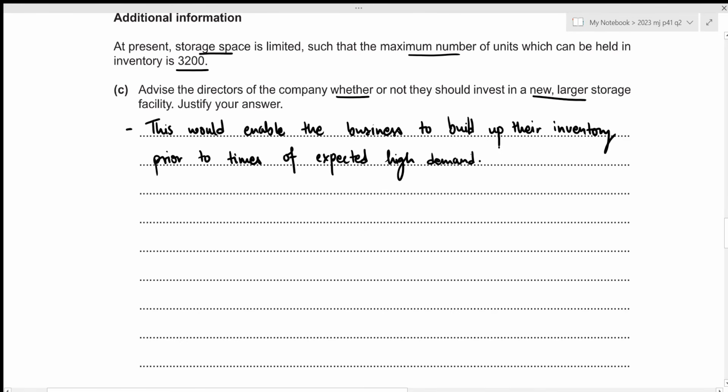Now also remember that due to the lack of inventory in the month of April, we had to reduce our number of units sold, right? So in such cases, we have a possibility of losing sales because we do not have enough number of units. There is a lack of goods, right? But having a new larger storage facility might mean that we can build up our inventory, which should reduce the possibility of losing those sales because there is no lack of goods now. We can write this down as well.